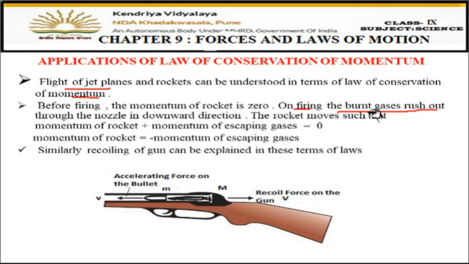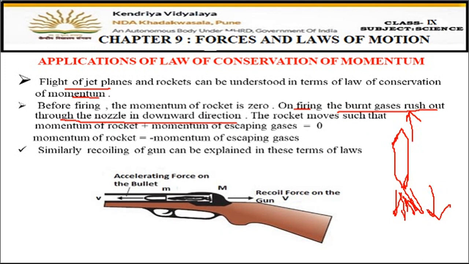On firing, when the fuel is burnt, the gases formed after the reaction rush out through the nozzle in the downward direction. Suppose this is the rocket. The rocket has a tail, and when it starts moving upward, the hot burnt gases come out from the backside. So the gases move in the downward direction and the rocket moves in the upward direction.